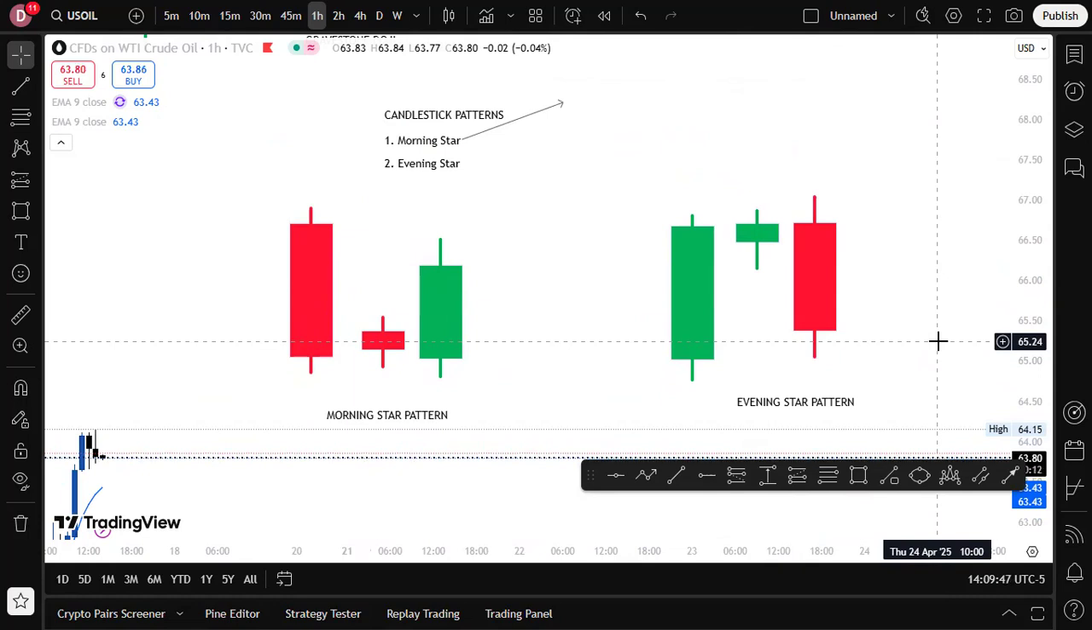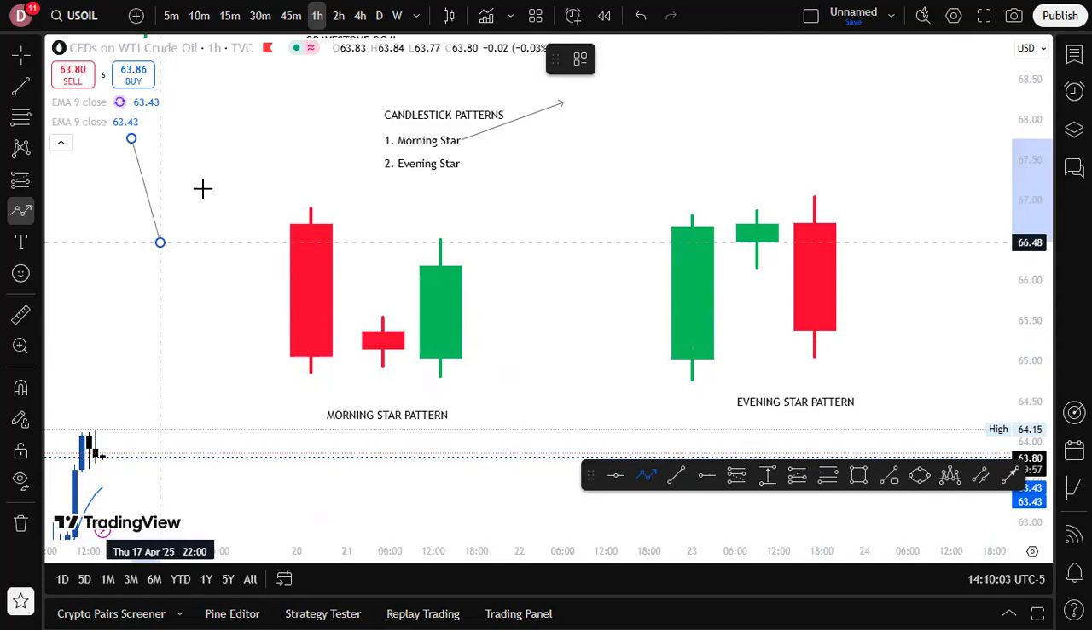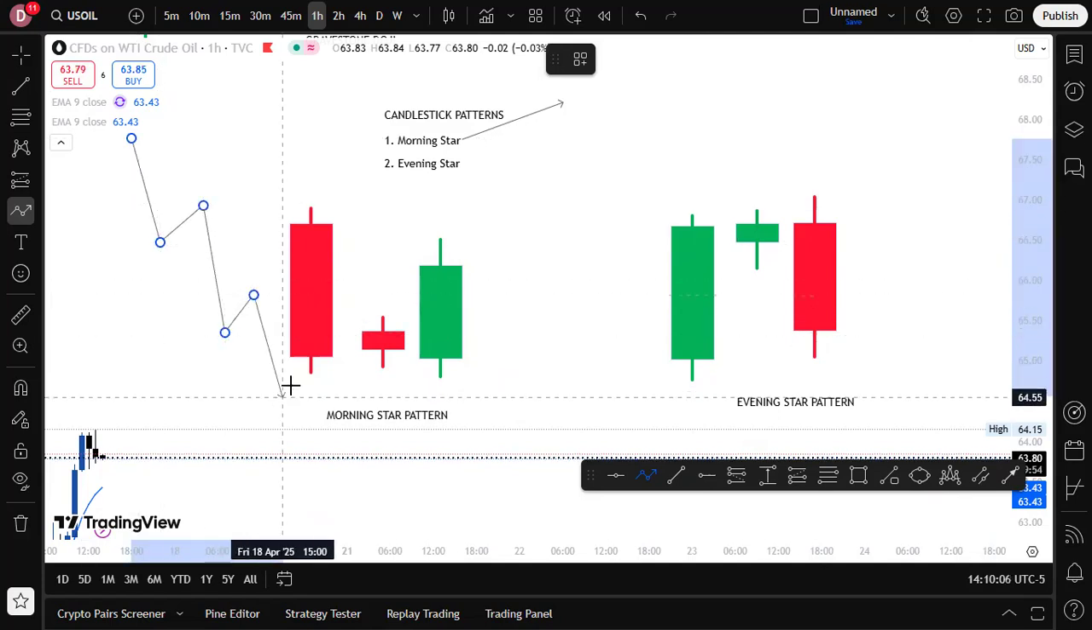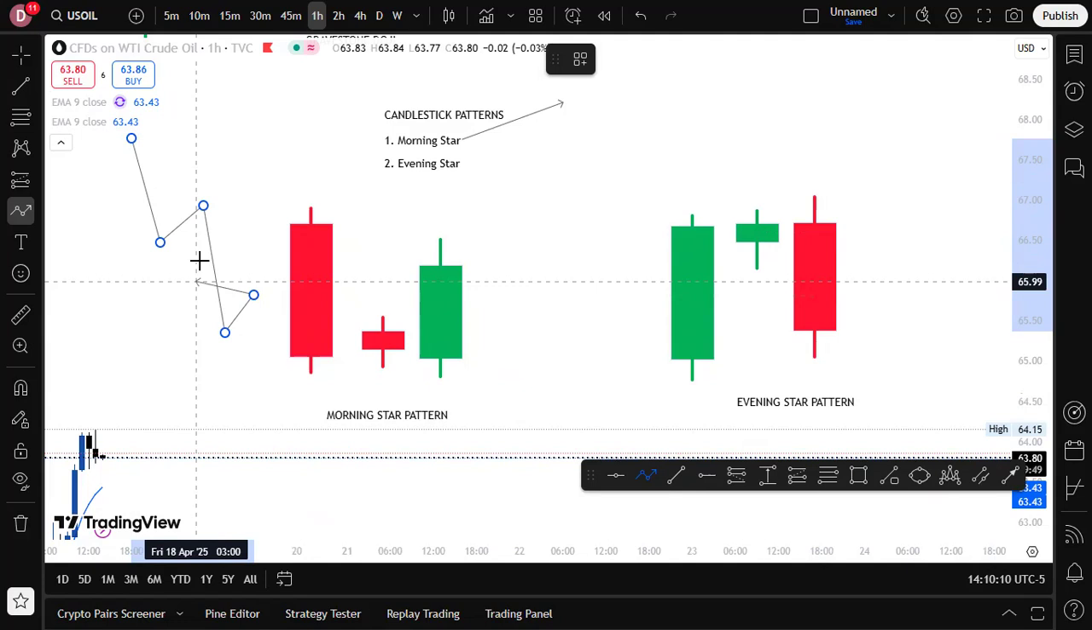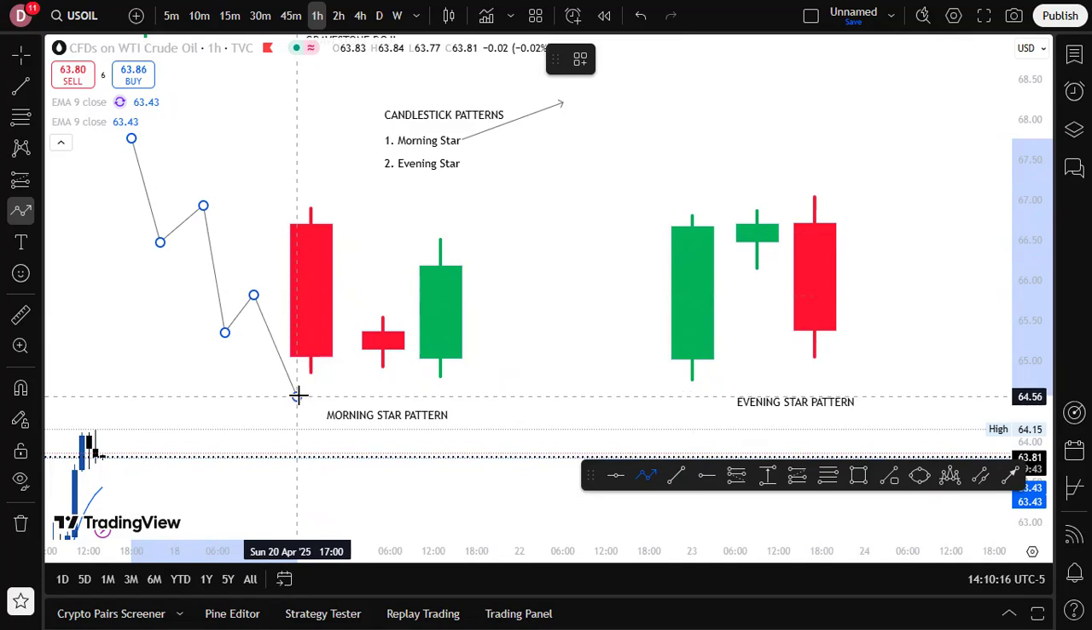As I said, a morning star pattern is considered a bullish reversal pattern, and it often occurs at the bottom of a downtrend. That means if the price is going in a downward move, and then this occurs at the bottom of the downtrend, it's telling you that a strong reversal might happen, because this morning star candlestick pattern is a bullish reversal pattern.